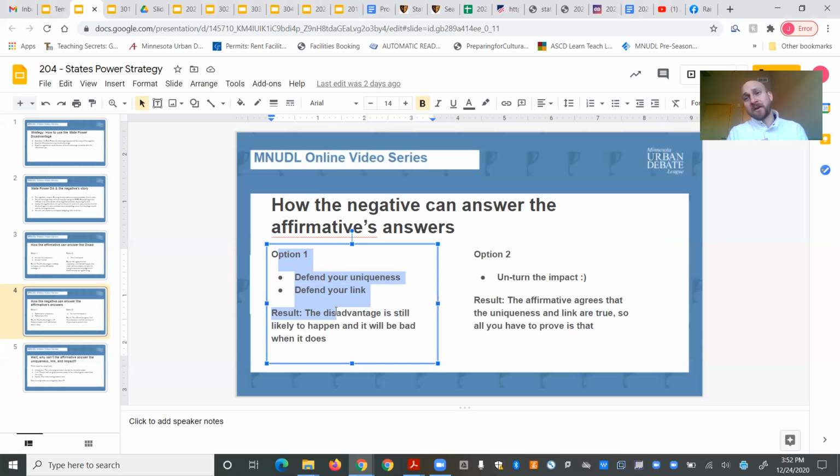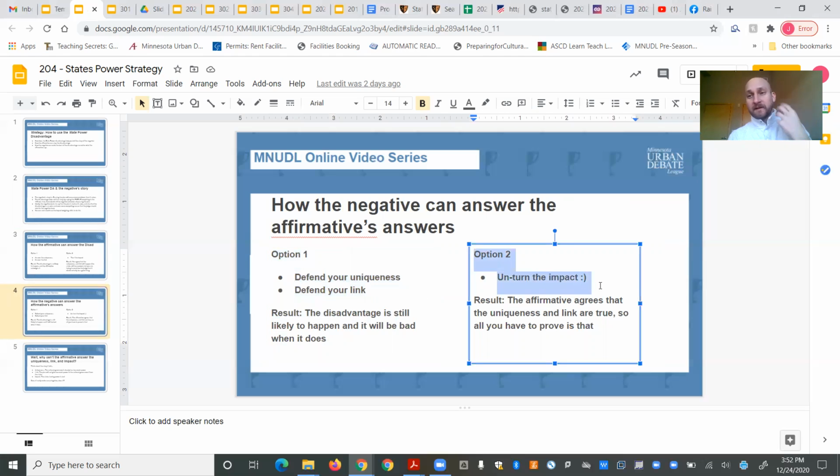Because the affirmative's options basically tell different stories, right? The affirmative is either saying it's unlikely, it won't happen, not a big deal if it happens, or they're saying the disad is going to happen, but it's a good thing that it happens. So you need to understand what story they're trying to tell in order to be able to respond to them. In the first option, where they're saying it's unlikely to happen, it's not a big deal, all you have to do is defend your uniqueness and defend your link and reiterate that the disadvantage is very likely and it would be very bad if the disadvantage happened, right?